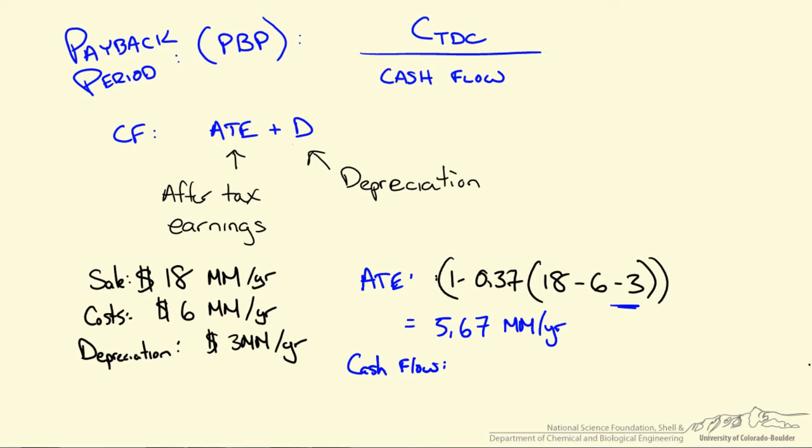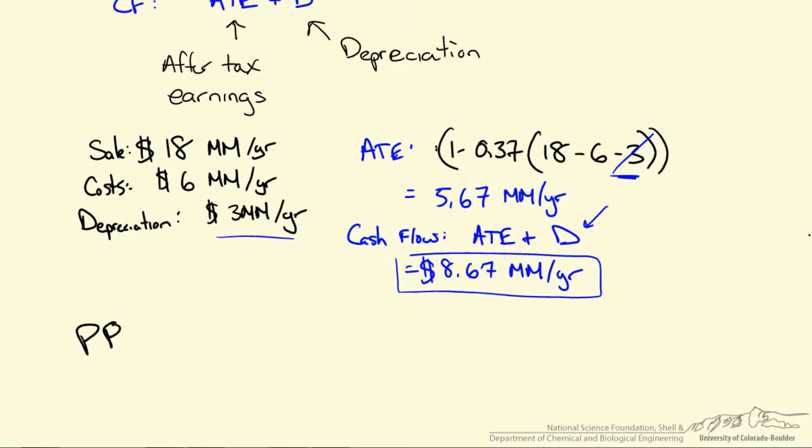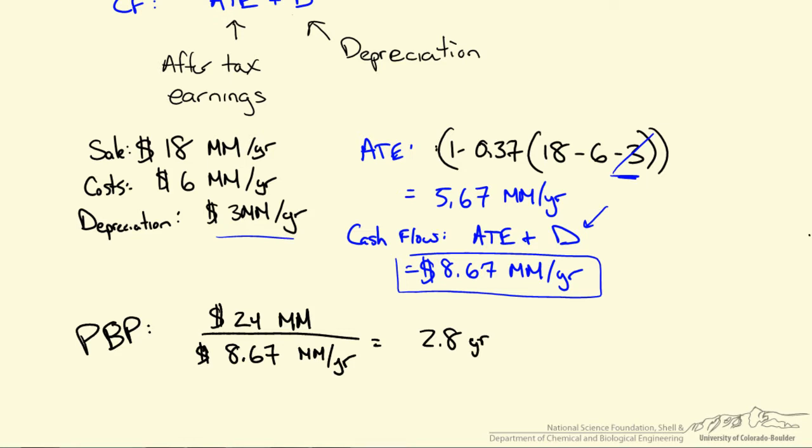Now our cash flow could also be negative, could be coming in or out for our company. The actual money that's in is going to be $8.6 million a year. So going back to our actual problem here, our payback period is going to be our TDC, or $24 million that we are investing, total depreciable capital, divided by our cash flow. And you see that this is roughly 2.8 years. So 2.8 years after operating under these conditions, we have made back our investment.